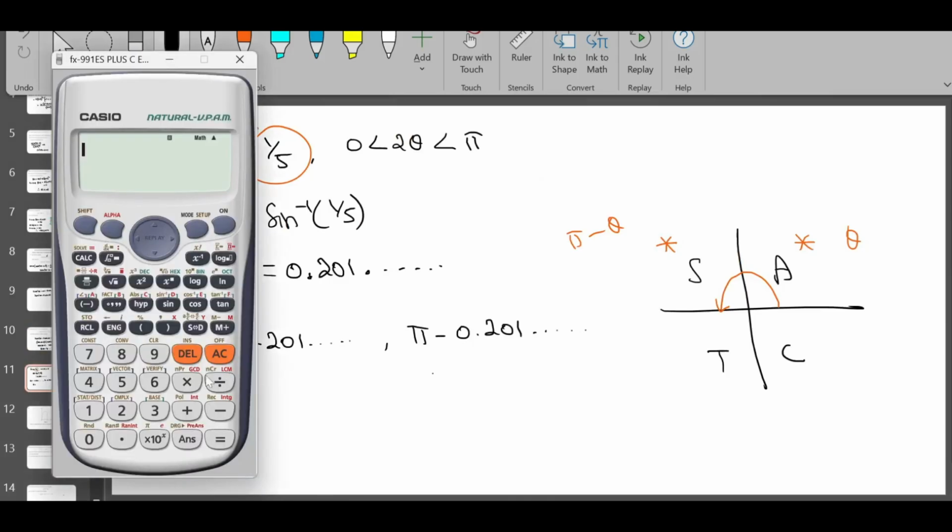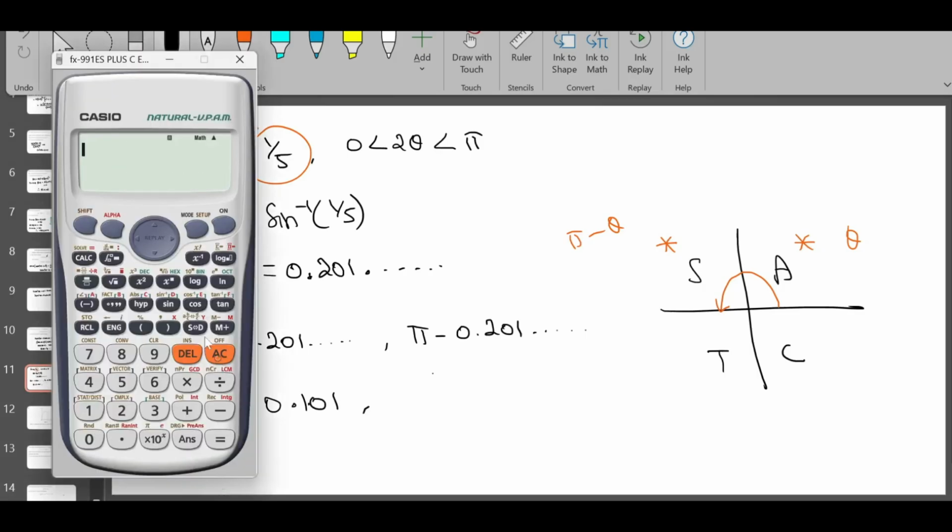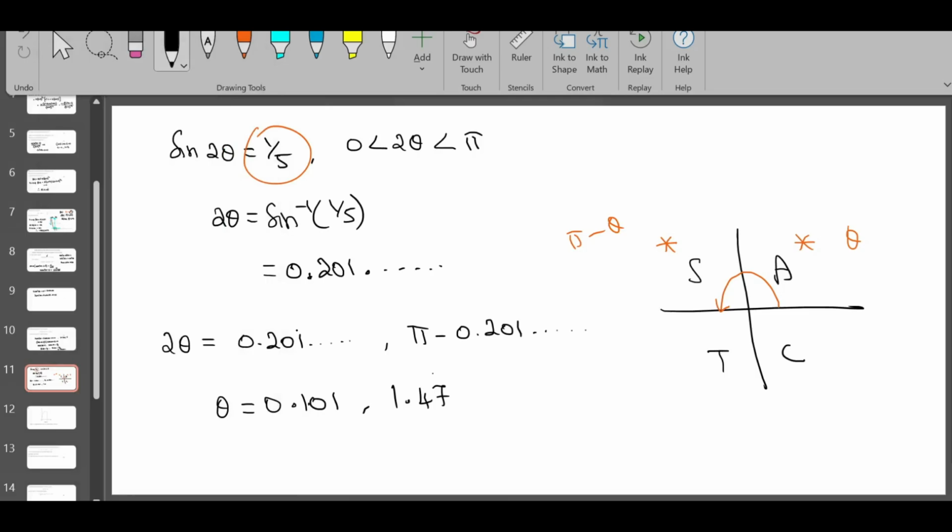Okay. So when I divide the answer by 2, I'm getting 0.101 is the first answer. And then I take the value a, subtract the value from pi, divided by 2, I got 1.47. That's all. 2 solutions.